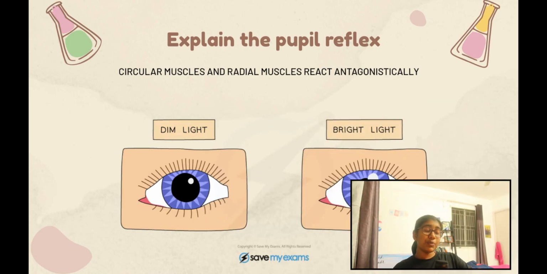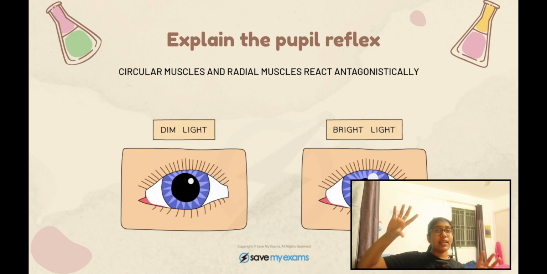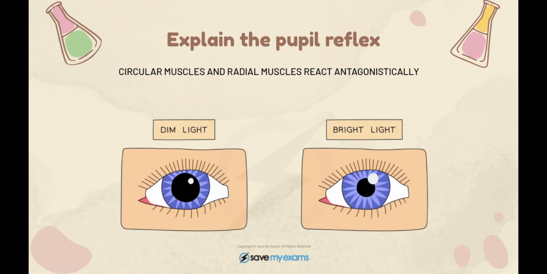And so the pupil reflex essentially helps to control how much light enters your eye by either becoming dilated and large or contracting and becoming small. Here we have two main muscles at work. We have the circular muscles and the radial muscles. And something that you need to know is they react antagonistically. This basically means that they react oppositely. So if one contracts, the other relaxes, and vice versa.